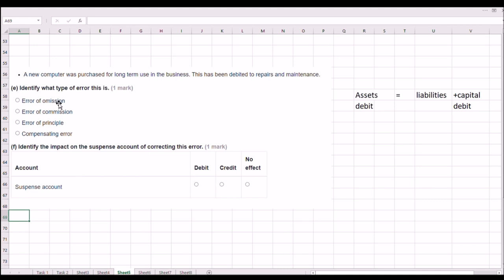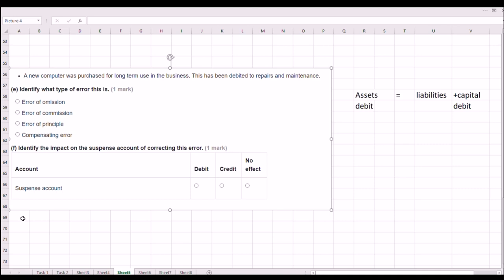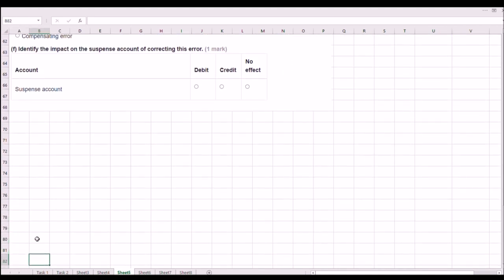Okay, in terms of the other ones, error of omission is an omission from the accounts. Error of commission, not an error of principle, is when we're posting to the wrong account. A compensating error would be where we've got two journals whose debits and credits don't add up, but combined, the debits and credits tally are the same. Really. Identify the impact on the suspense account for correcting this error. So an error of principle, we went debit expense, credit bank, and we should have gone debit asset, credit bank. There's no effect at all on the balance sheet here because our journal still balanced, and none of those errors create a difference in the trial balance. So that's your question. And that is that for this question.